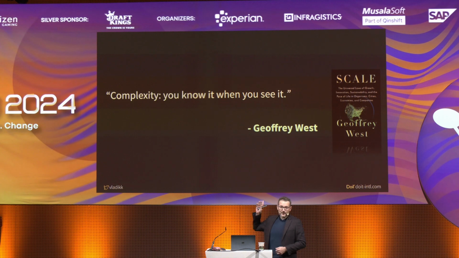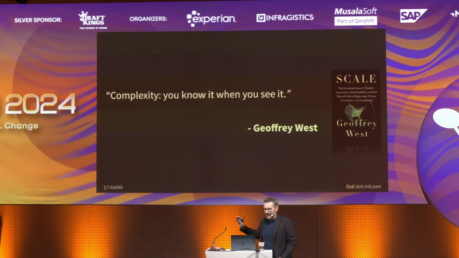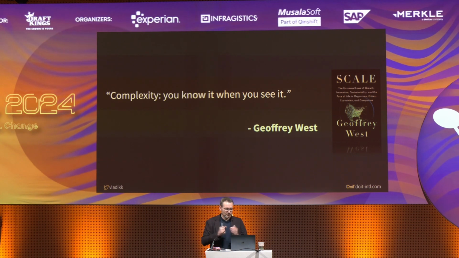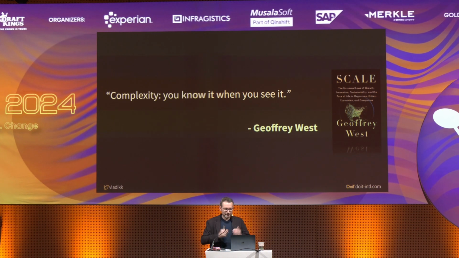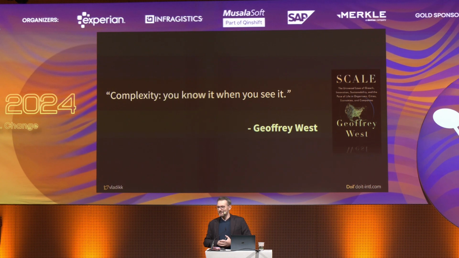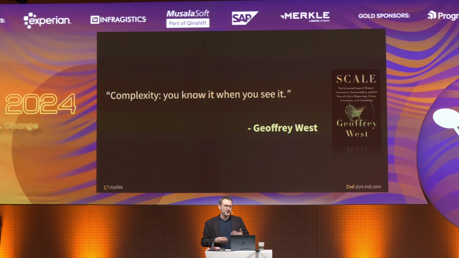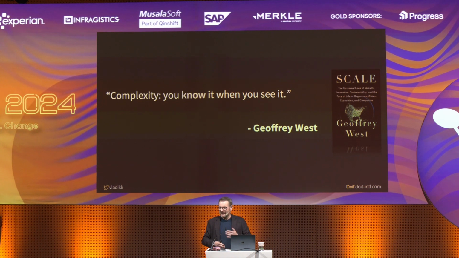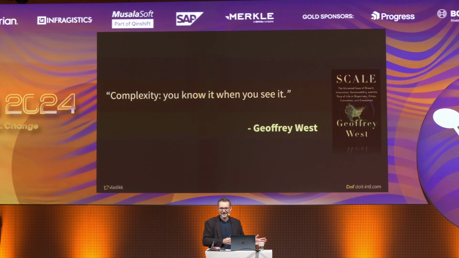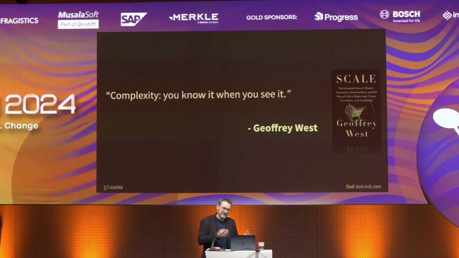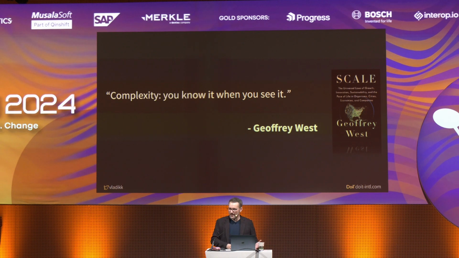That's one of my favorite books ever, Scale. Absolutely recommend it. That book shifts your mental model, how you see the world. Anyway, in it, the author talks about complexity as well, and he has this very cute definition. It's something that you know it when you see it. That's totally correct, but again, let's move away from intuitive explanation towards more precise definitions that we can work with.